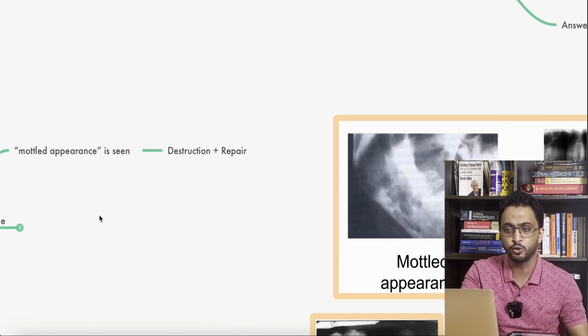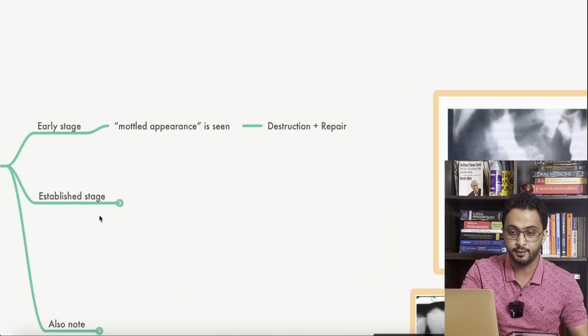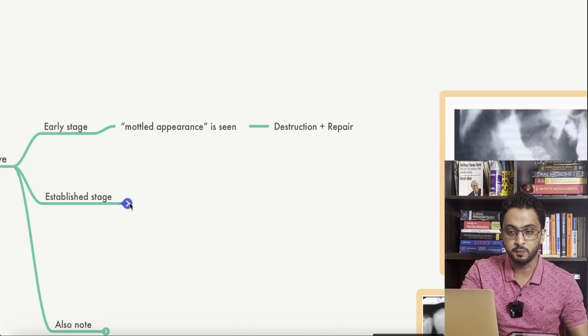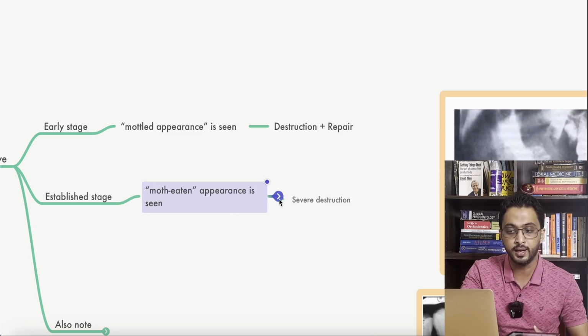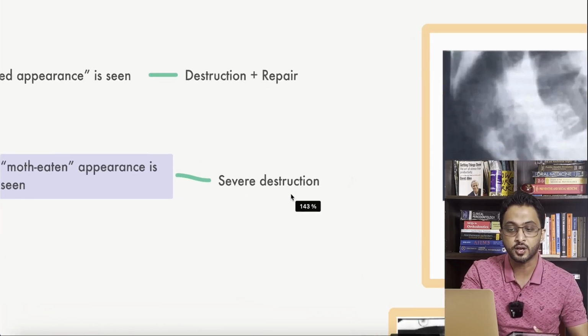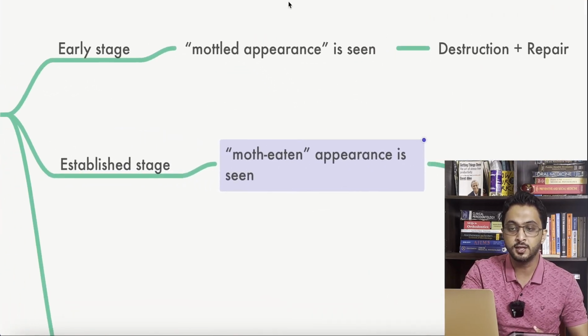So this mottled, moth-eaten, chronic suppurative. So that is destruction plus repair, whereas the moth-eaten appearance is in the established stage, where it's due to severe destruction. Please note: early stage mottled, established stage moth-eaten.